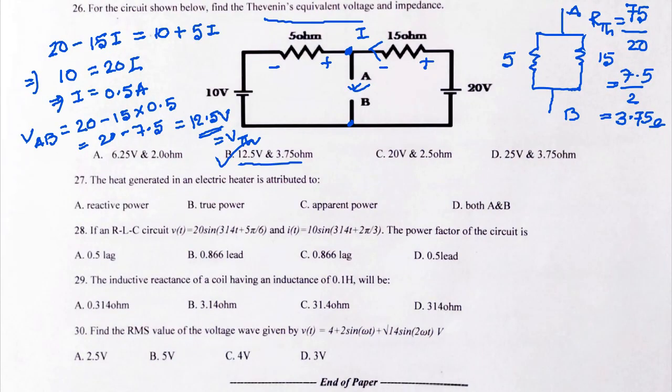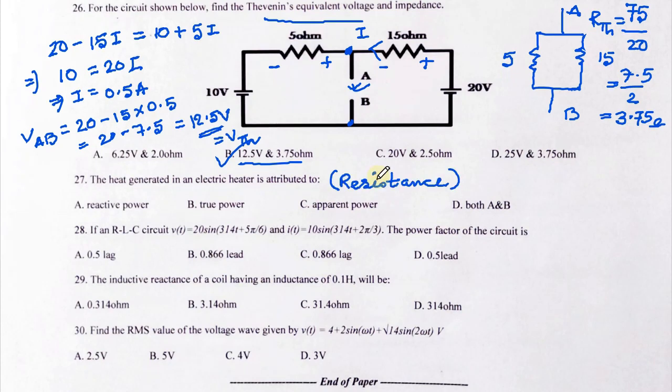Next, the heat generated in an electric heater is attributed to, definitely the heating element in the heater is a resistance which dissipates power, the real power. So the power which is basically consumed in a heater will definitely be true power. That is option B here is the correct answer.